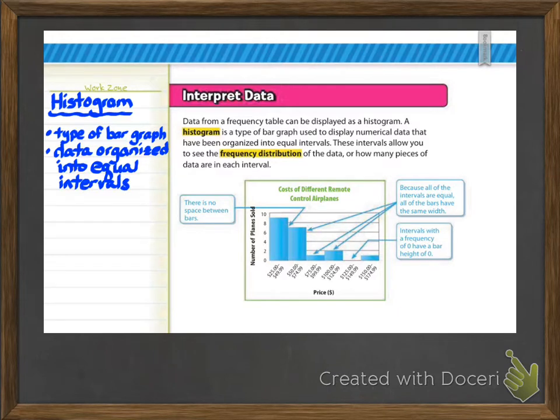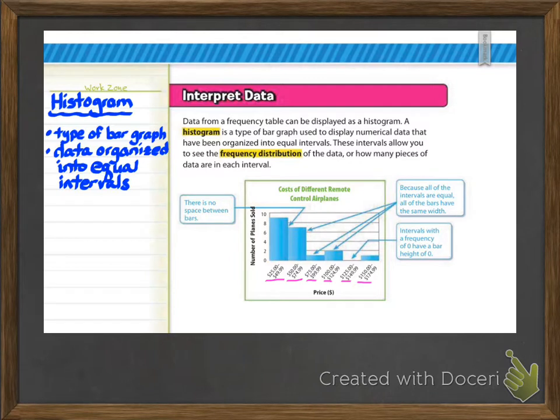Now, the intervals are these guys right over here. So you've got intervals between $25 and $49.99. That's an interval there. Here's another interval between $50 and $74.99, and so forth. So when we're saying equal intervals, from $25 all the way to $49.99, you have an interval of $24.99. That's how many dollars or cents or numbers are in between the 25, which is the start, and the $49.99. So you want to make sure that your intervals are even.